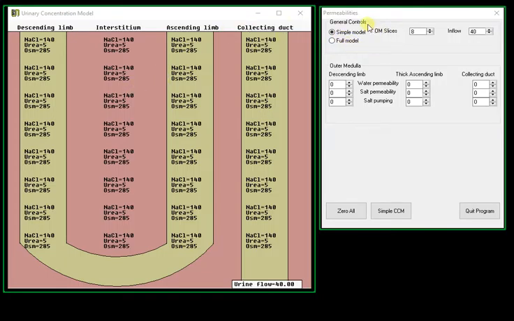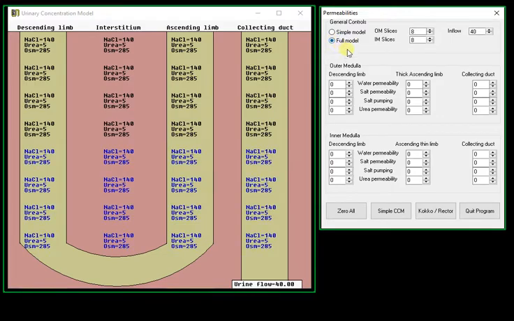So for this tutorial, you should have switched from the simple model to the full model in the general controls section. And what you should see is the ability to change the urea permeability in the outer medulla, as well as change all the permeabilities within the inner medulla.